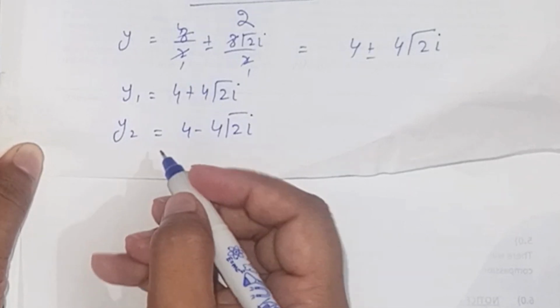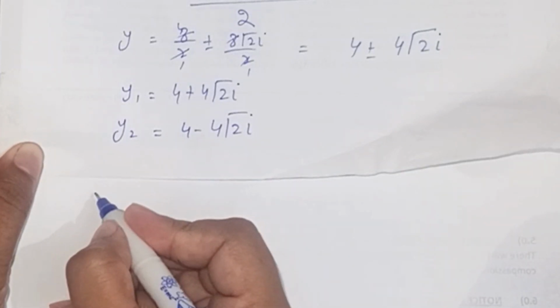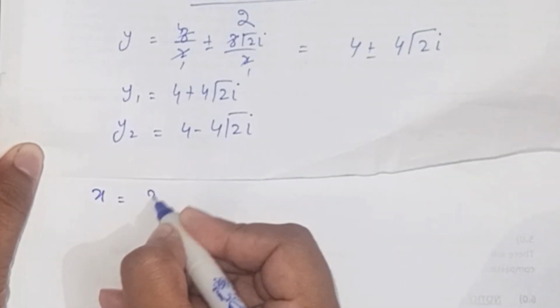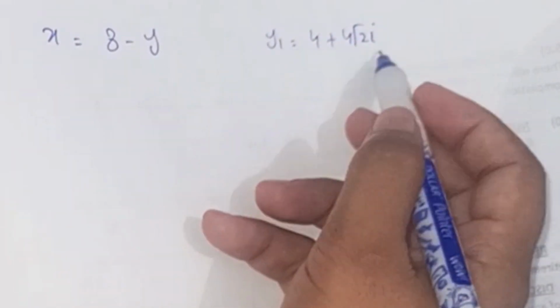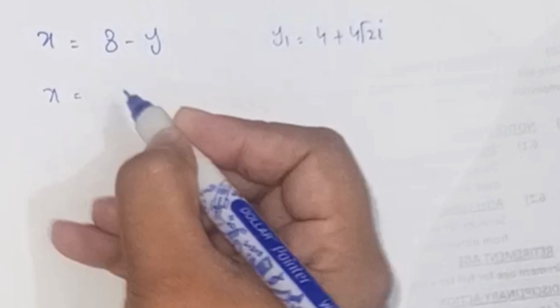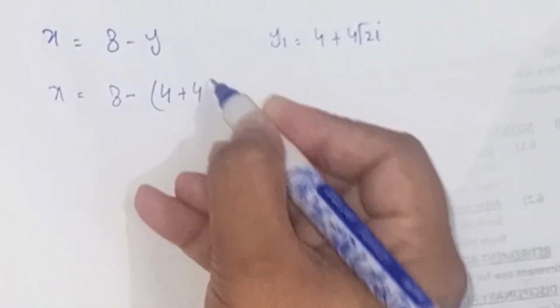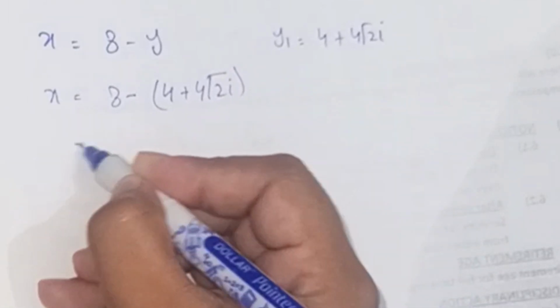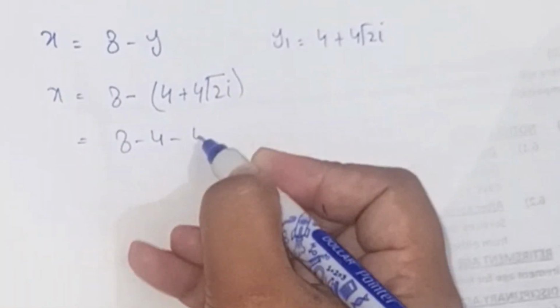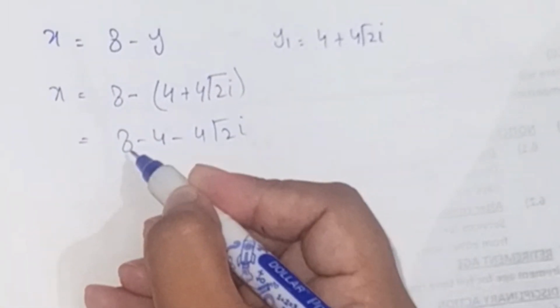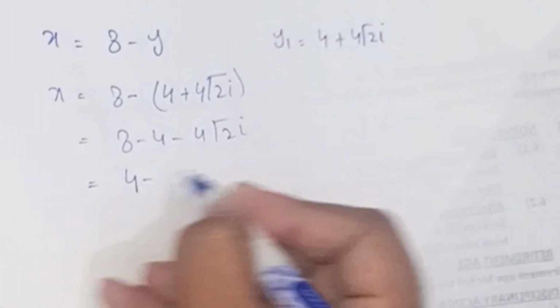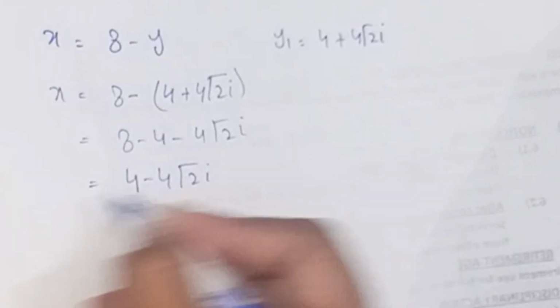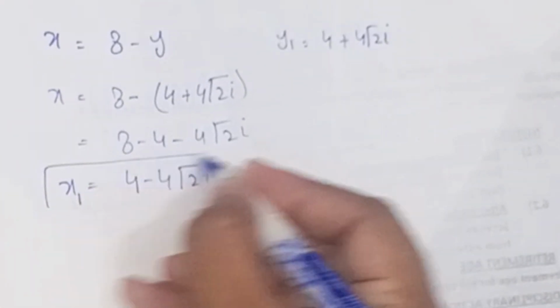Now in the next step we find the value of x, and equation number 3 is x is equal to 8 minus y. So we find the value of x if y is equal to this. So x is equal to 8 minus y, that is 4 plus 4 times square root 2 iota. So this is 8 minus 4 times square root 2 iota, and 8 minus 4 is 4. So the value of x is this.